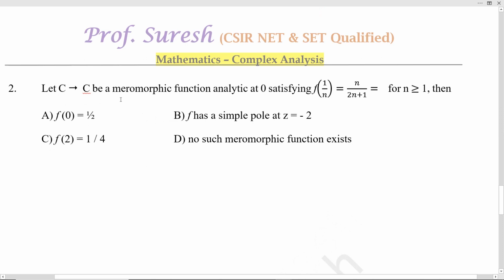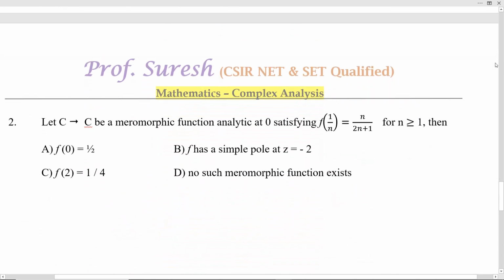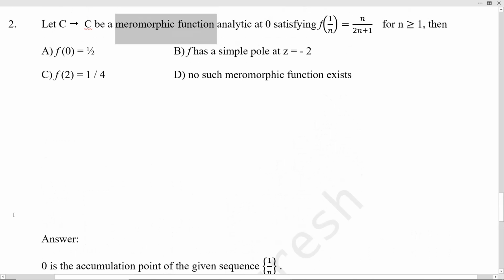Let f from C to C be a meromorphic function, analytic at 0, satisfying f of 1 by n equal to n by 2n plus 1 for n greater than or equal to 1. Meromorphic function means it is analytic except at a finite number of poles. Then, which options are correct? Same model. Here 0 is an accumulation point because we are checking 1 by n, and 1 by n tends to 0. That 0 is in the whole complex plane. Here the domain is the whole complex plane, so no problem.